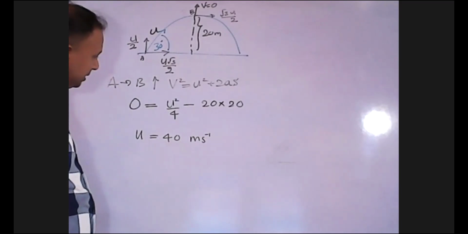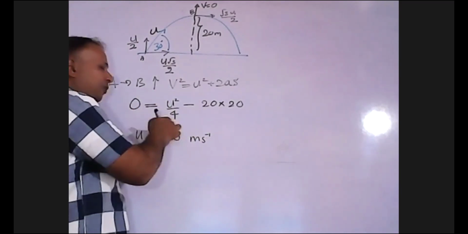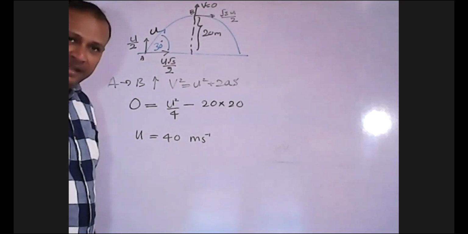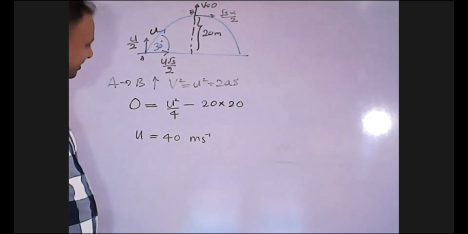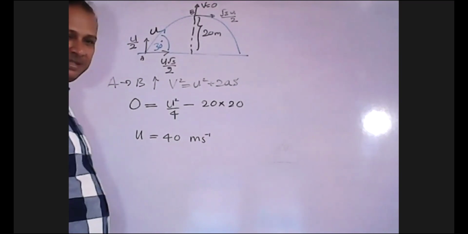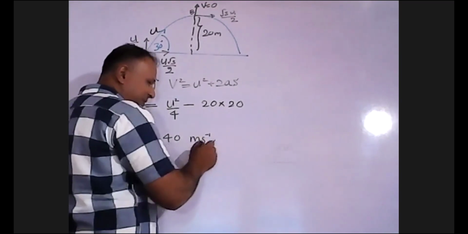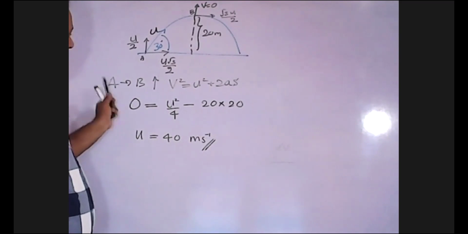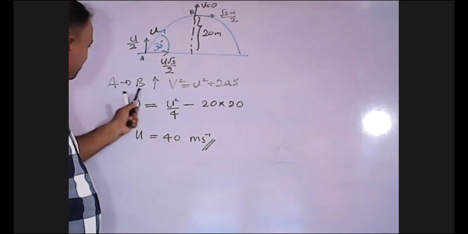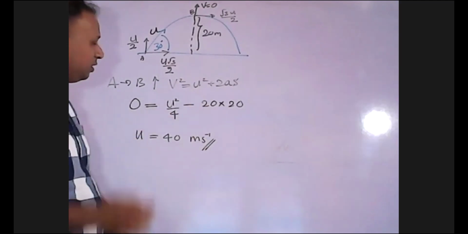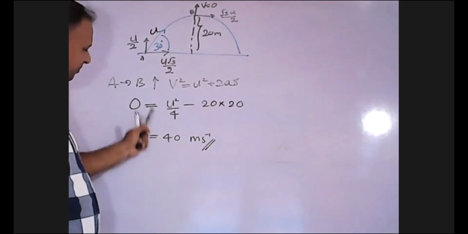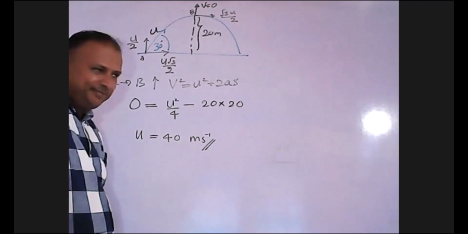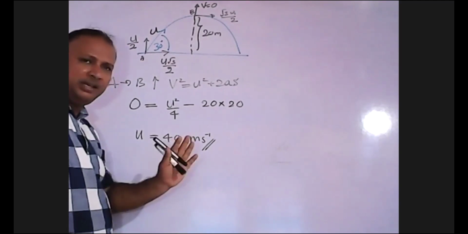Look, I wrote everything here. From A to B, upward direction, V square is equal to U square plus 2as. But I did not use long steps. Take as many steps as possible in your head, but you must write everything.